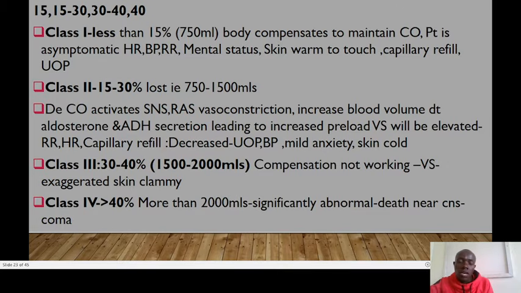For class 3, the loss is between 30 to 40%, with the approximate volume being 1500 to 2000 mils. So compensation is not working, vital signs will be exaggerated, and the skin will be clammy. Lastly, we have class 4, where we have over 40%, so more than 2,000 mils is lost. Okay, so we have significantly abnormal to near death, with CNS coma in this case as part of the signs and symptoms.